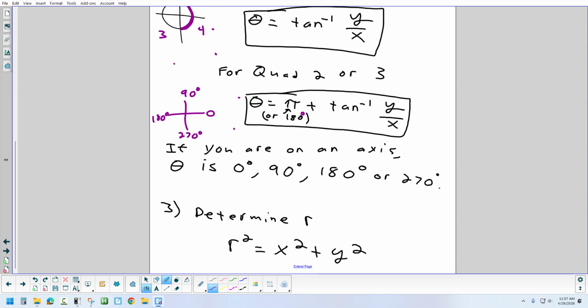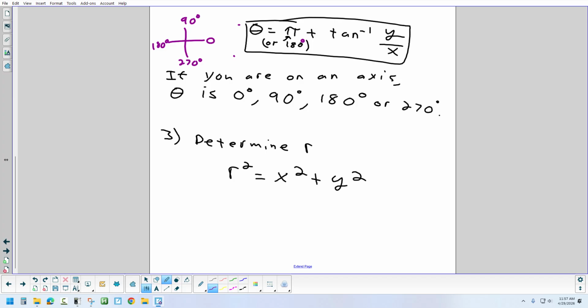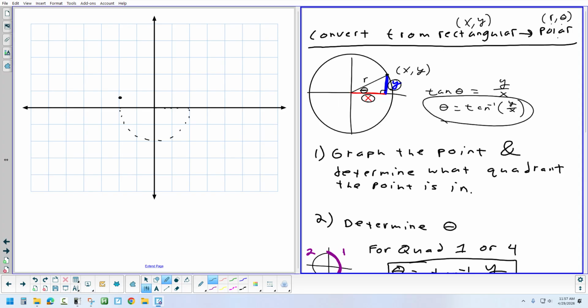Yep. R squared. I'm not calling it ABC because we're using r, x, and y, but it's just the Pythagorean theorem. Would it be better to write it as r squared equals x squared plus y squared, or r equals the square root of x squared plus y squared? You could write it either way. Same thing. You're going to have to take the square root anyway when you go to solve it. All right.